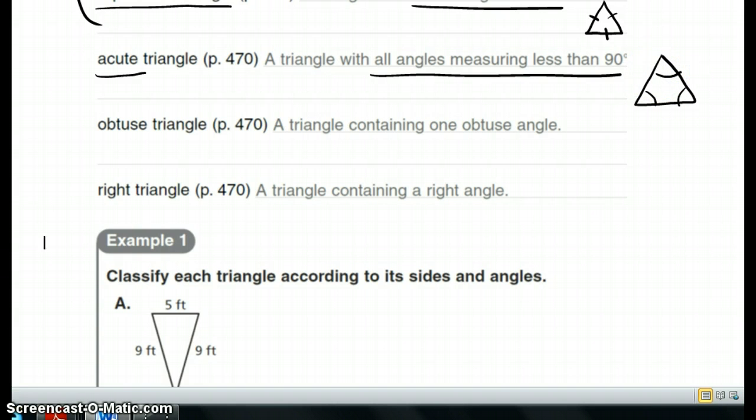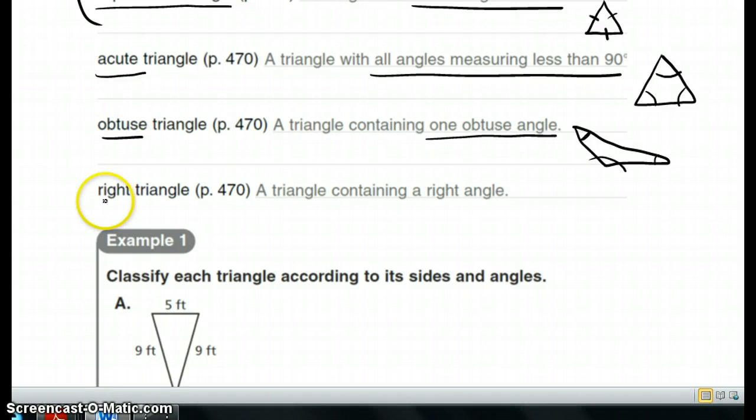right angle. Now, an obtuse triangle is a triangle containing one obtuse angle. You can really only get one obtuse angle in a triangle. Here's our big obtuse angle. These guys are still acute, but if I have one obtuse, that classifies it as an obtuse triangle.